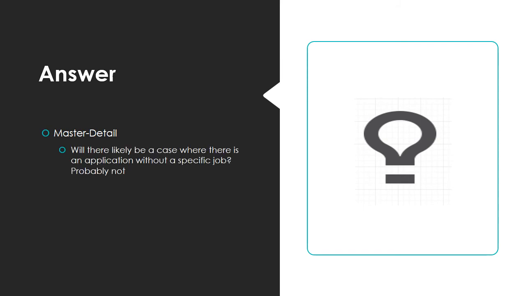So in this case, you'd probably want to go with the master detail. You'd ask yourself, will there be a case where there is an application without a specific job? And probably not. If we want to create a relationship between an application and a specific job, there's no need to keep around the applications to a job if that job is deleted.